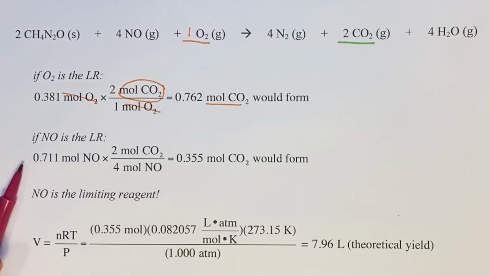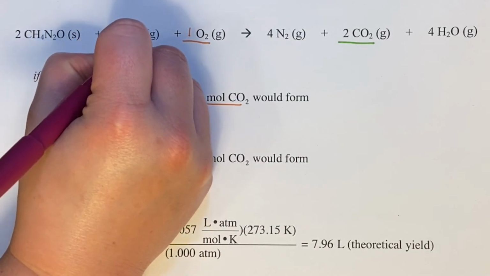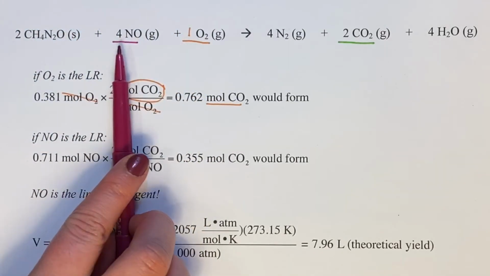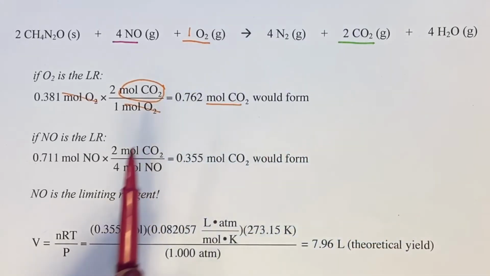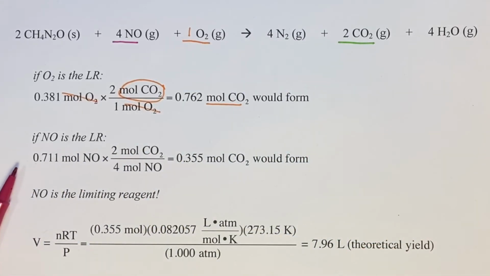My next component is the nitrogen monoxide, and we previously calculated that we had 0.711 moles of nitrogen monoxide at the start of this reaction. What we see from the balanced chemical equation is that 4 moles of nitrogen monoxide make 2 moles of carbon dioxide. So when I set up this conversion, my conversion factor will be those coefficients from the balanced chemical equation, that 4 to 2 mole ratio.